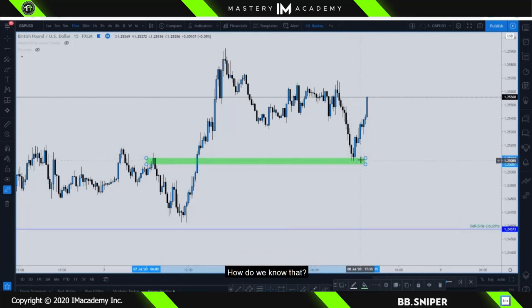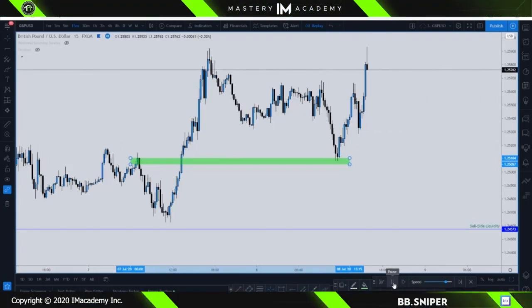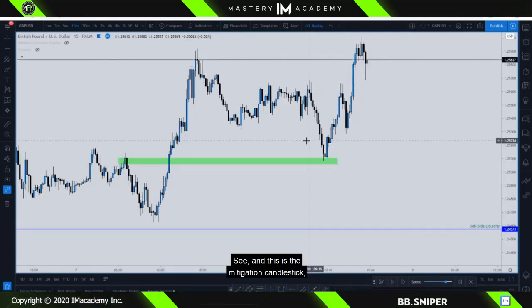But they're buying over here. How do we know that? Well, you can see the market is pushing higher and higher and higher. And if I play this into the future, you're going to find out that a pretty healthy uptrend was delivered after that, right? See? This is the mitigation candlestick, and this is the concept behind it.